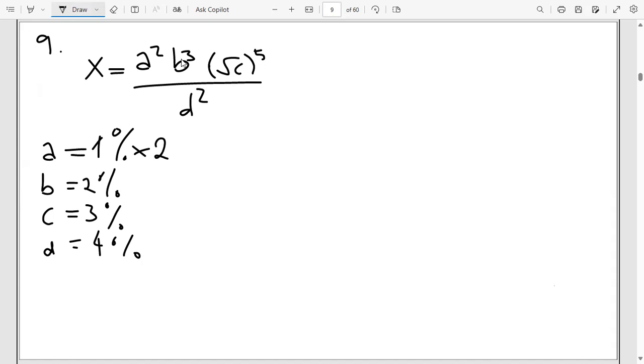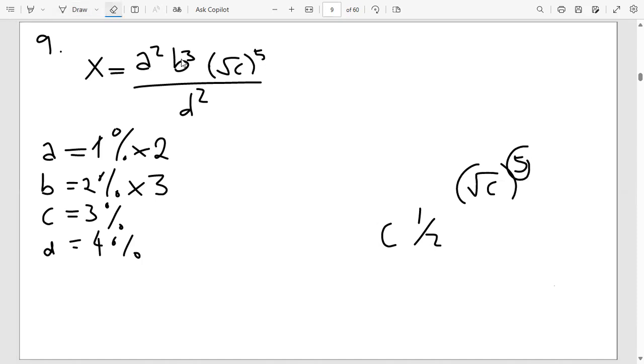From b, which is to the power 3, what are we going to do? We're going to multiply the 2% by 3. Since c is written in this form, there's c here, then there's power 5 like this. What are we going to do? I want you to notice that this square root here is the same as c to the power 1 over 2. And since there's another power outside, what are we going to do? Oh, let me do this.